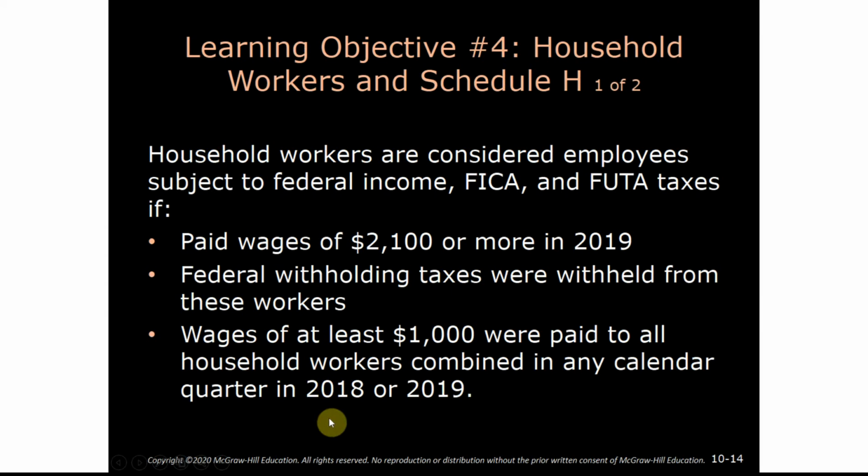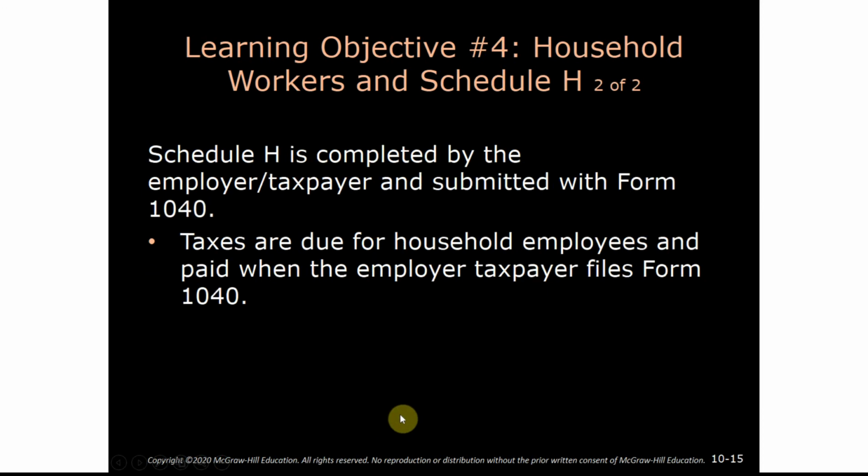Household workers on the payroll side, if you have household workers, they are considered employees subject to federal income tax, which goes to the federal government treasury, and FICA and FUTA taxes as well. So if you paid wages of $2,100 or more in 2019, then federal withholding taxes are withheld from these workers. Wages of at least $1,000 were paid to all household workers combined in any calendar year for 2018 or 2019. So you are required to withhold these taxes if enough wages are paid to your household workers.